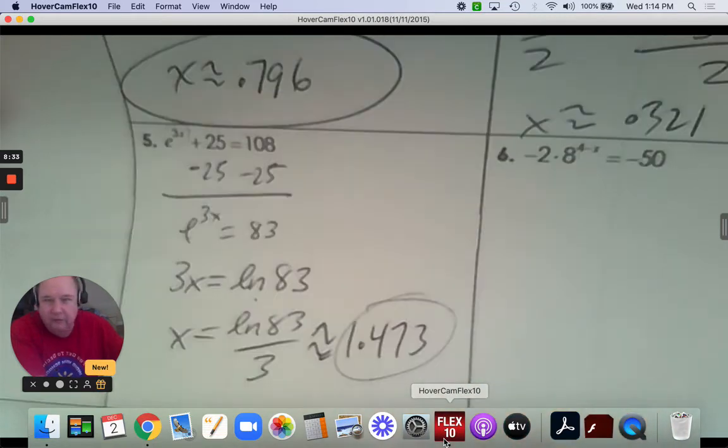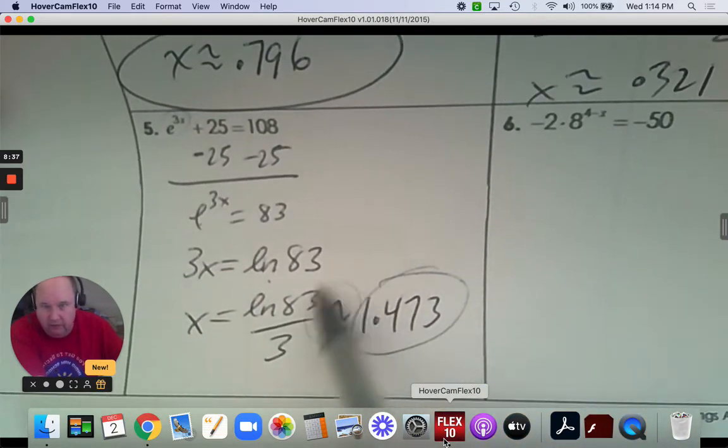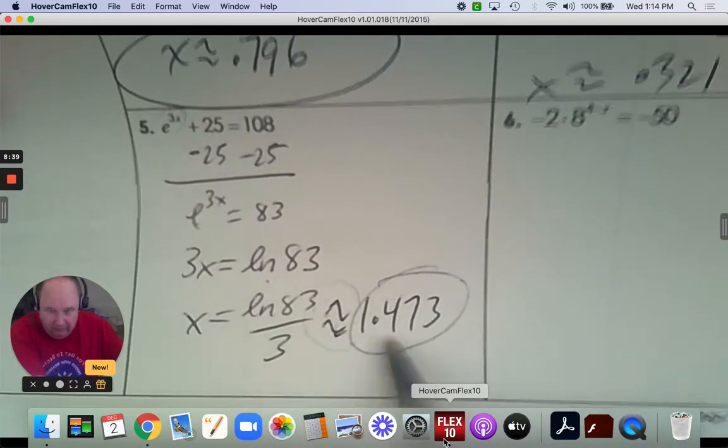So there's the answer. You might recognize that I do a wavy equal sign. That's a symbol for approximate. So it's not equal, it's approximately that.